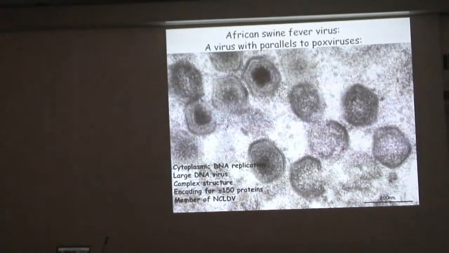So this is a typical view of African swine fever virus. As I told you, it has an icosahedral morphology. And again, the details here: a large DNA virus replicating its DNA in the cytoplasm, encoding many proteins, and it's a member of the nuclear cytoplasmic large DNA viruses. Now, it shares many parallels to pox viruses. I showed you one already, the DNA replication site being surrounded by the endoplasmic reticulum.